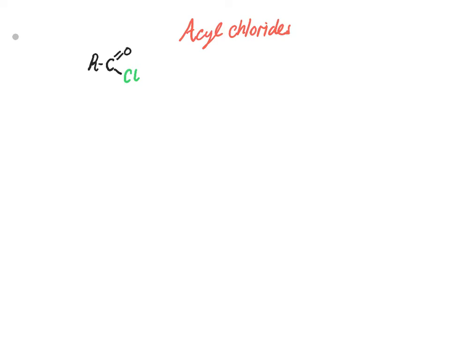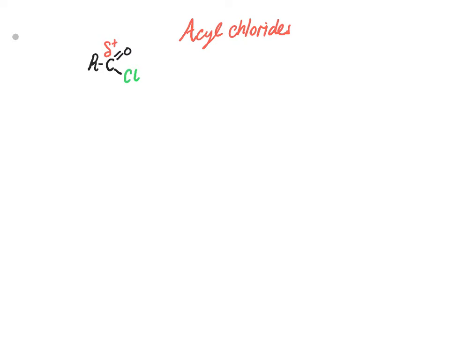Acyl chlorides are extremely reactive, and that is because of the position of this electronegative chlorine atom here and this electronegative oxygen atom here, pulling electrons away from the carbon. And this results in the carbon being extremely electron deficient and susceptible to attack by nucleophiles.